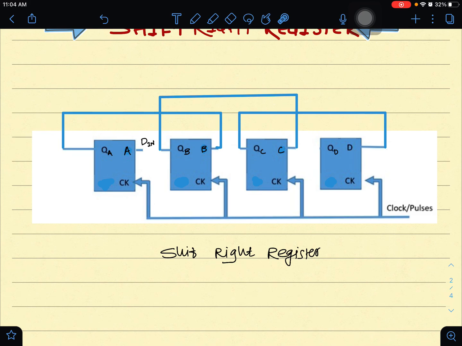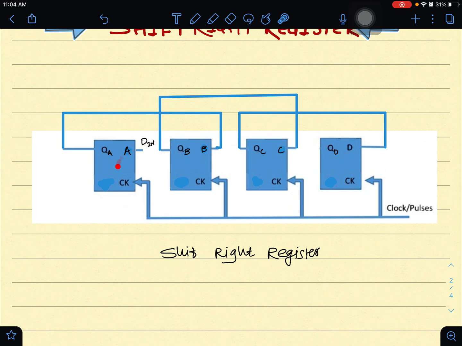That means at the rising edge of the clock pulse, the bit is stored and moves to the right side. Just look at the diagram. In that diagram, we see the first flip flop A is connected to the second one, B. This B is connected to this C, and this C is connected to this D.